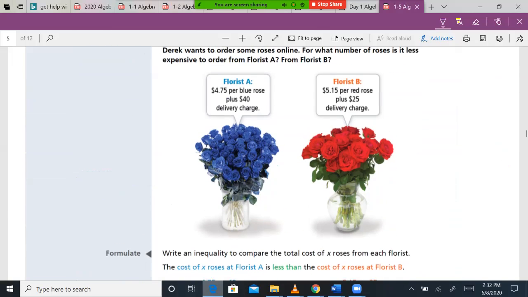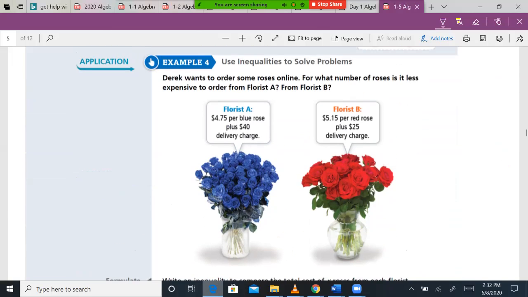Okay, last one, and it's a word problem. Last example for this. Derek wants to order some roses online. For what number of roses is it less expensive from florist A compared to florist B? Every rose in florist A is $4.75, so we'll call that 4.75x, but then there's a $40 delivery charge. For florist B, it's $5.15 for every rose, and x represents the number of roses, and then we need to add 25 for the delivery charge, okay? When is florist A smaller compared to florist B? Just solve for x after we put the inequality in between.